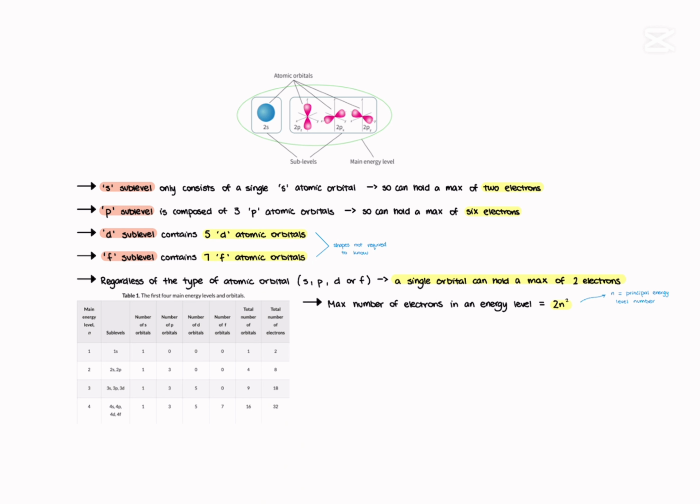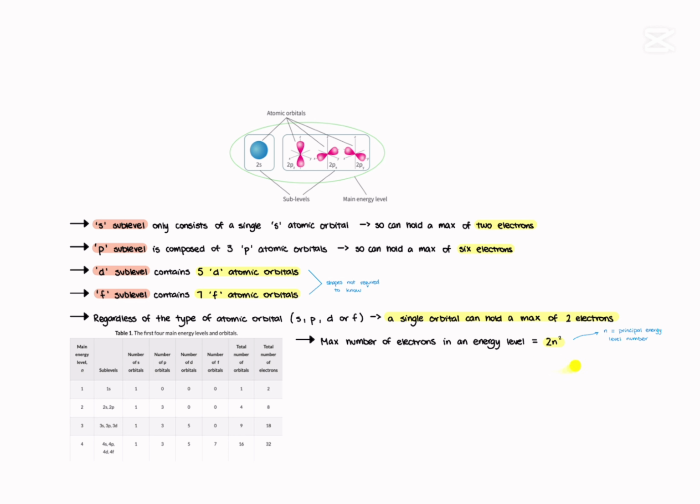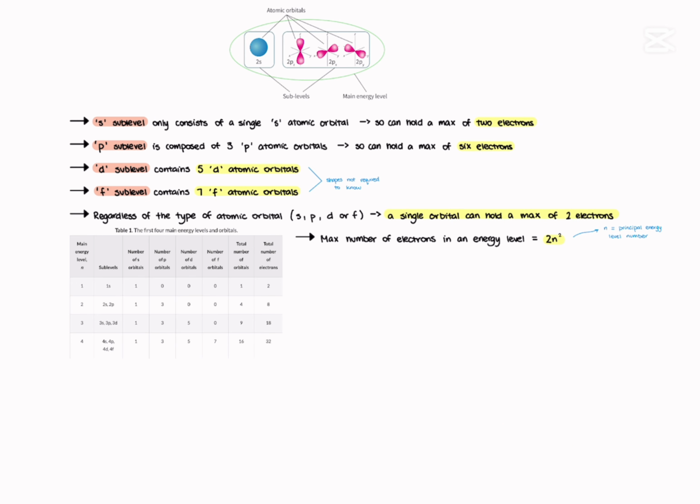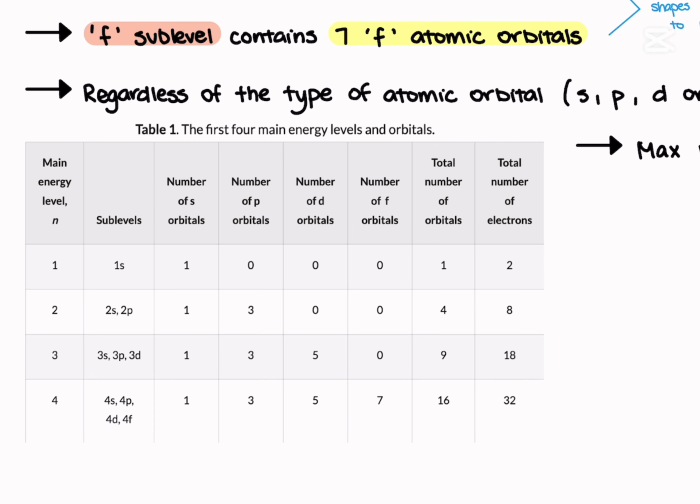If you're trying to find the maximum number of electrons that a main energy level can hold, you would use the formula on the side here, 2n to the power of 2, with n being the number of the main energy level. So this table here shows a quick summary of everything that I just talked about, and it's very useful, so you might want to take a screenshot of this and put it into your notes.